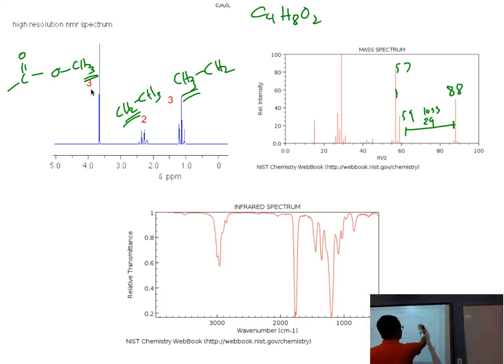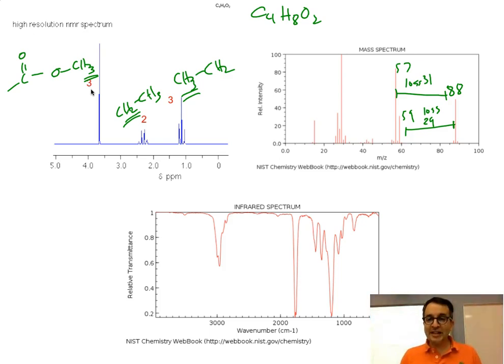This difference here is a loss of 31. A loss of 31 tends to indicate the loss of a methoxy group. And so this kind of complements our idea that this CH3 is isolated from the rest by some type of CO bond.